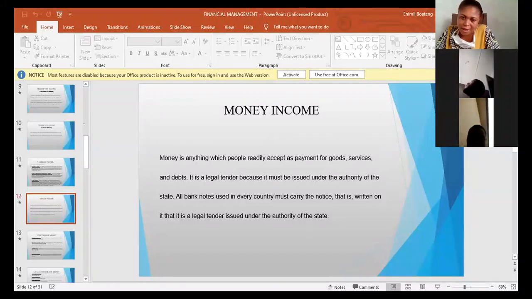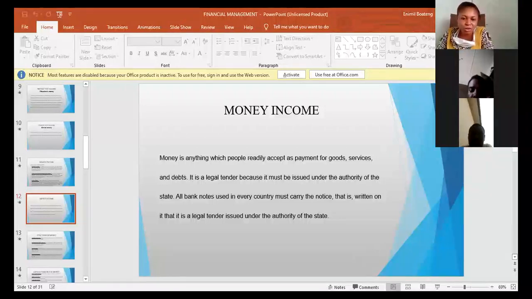Okay, so the next one now is money income. Now we are going to talk about the physical cash, money income. Money, when we talk of money, is anything which people readily accept as payment for goods, services, and debt. So money is anything which people readily accept as payment of goods, services, and debt. And it is a legal tender because it must be issued under the authority of the state.